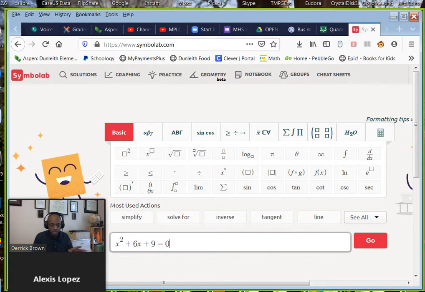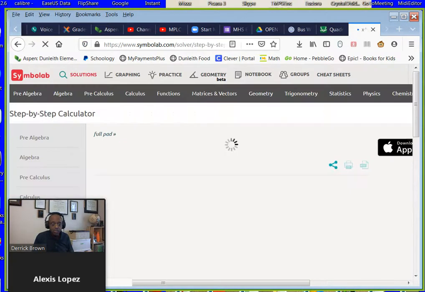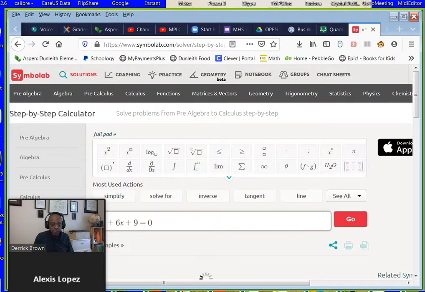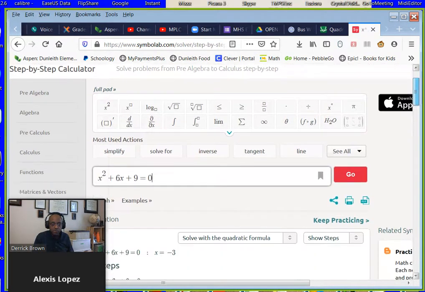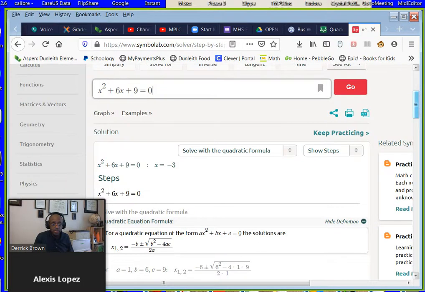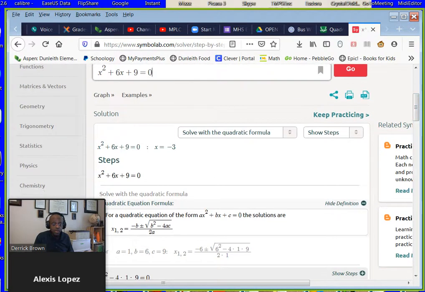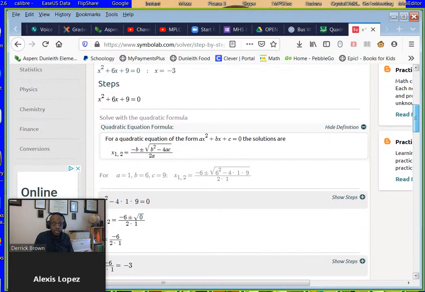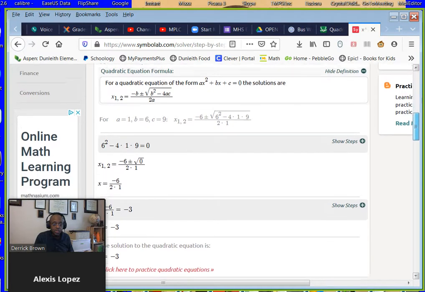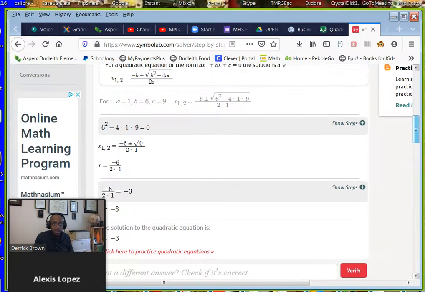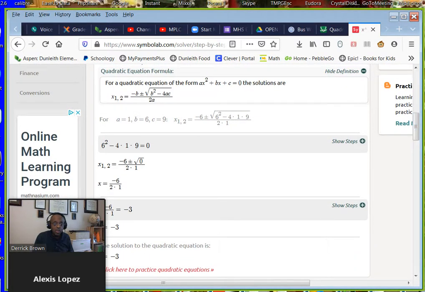All right, now I said all of that so I can show you what Symbolab does. Symbolab will solve this equation and show you the steps. See how it has solved the equation? It says x is equal to minus 3, and then it shows you the steps using the quadratic formula, which is something that you're going to use a lot in Algebra 1 Part B.